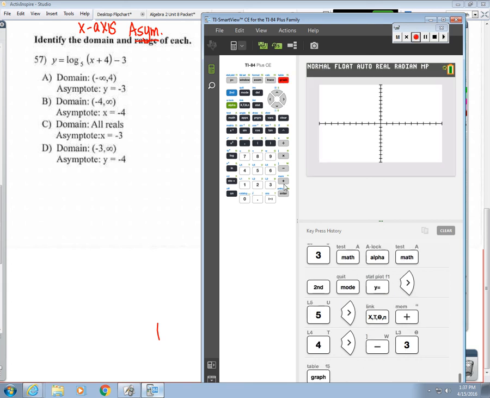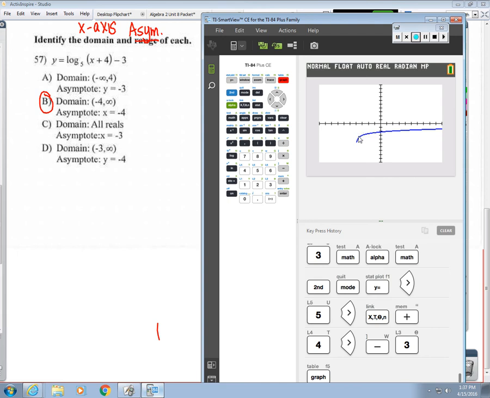Okay, now when we graph it, we already said the domain deals with the x-axis, which runs left to right. How far does this function travel to the left? -4. How far does it travel to the right? Infinity. So -4 to infinity. That's the only choice with -4 to infinity.